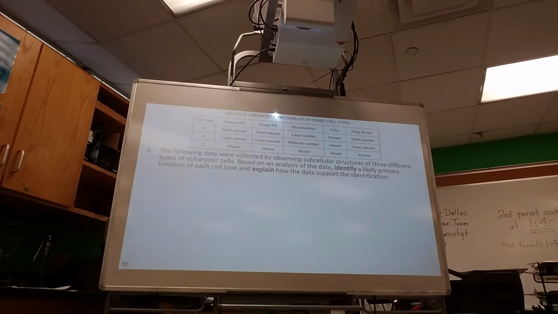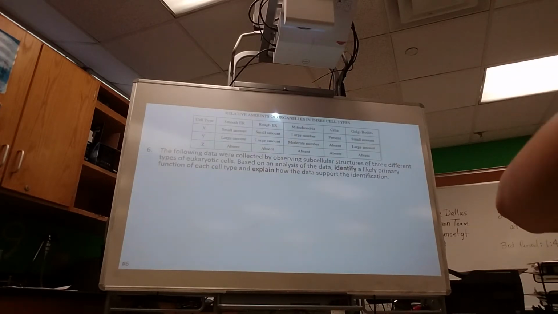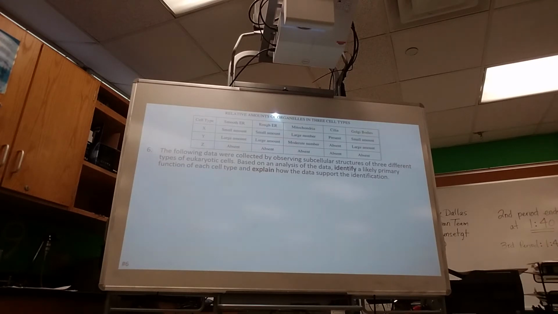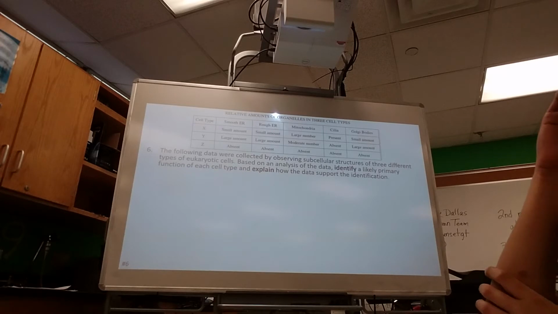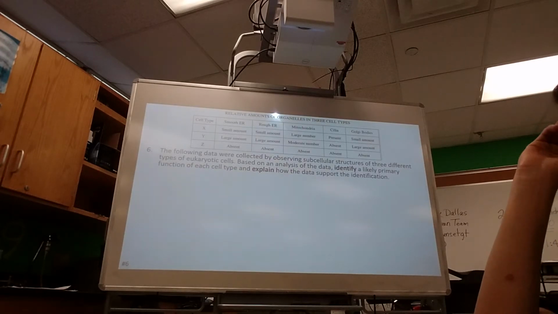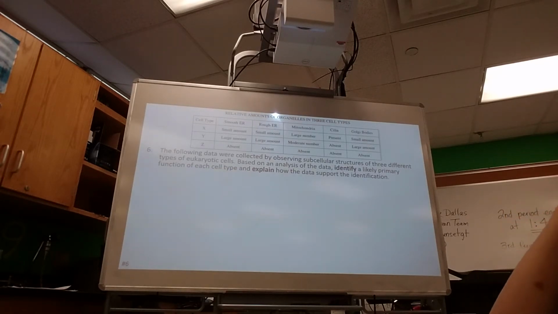We went over this after school in our review of the cell biology exam, but let's go ahead and go over it for you guys now. The following data were collected by observing subcellular structures of 3 different types of eukaryotic cells. Based on the analysis of the data, identify a likely primary function of each cell type and explain how the data support the identification. So let's look at cell type X.